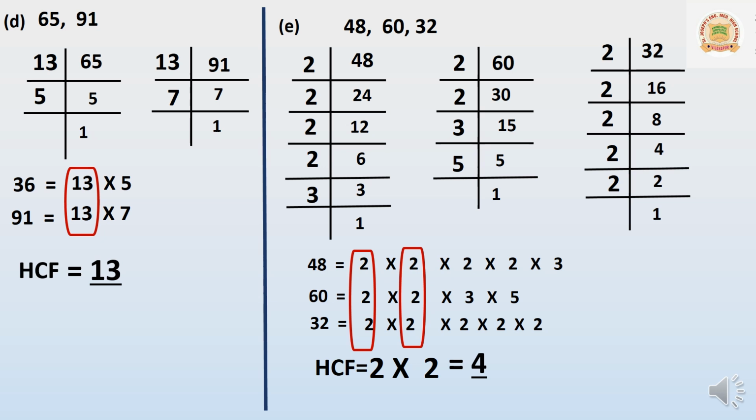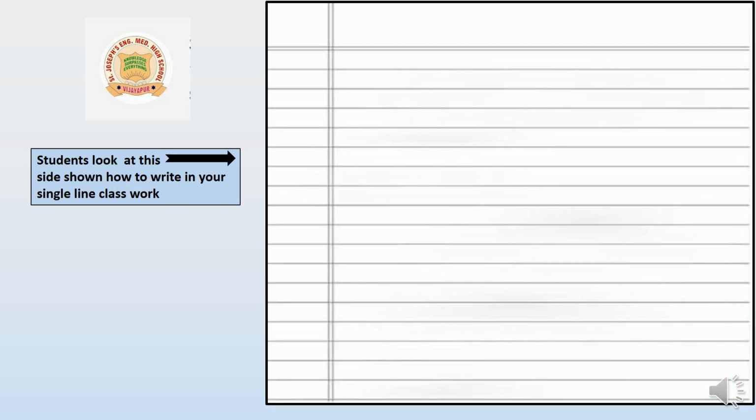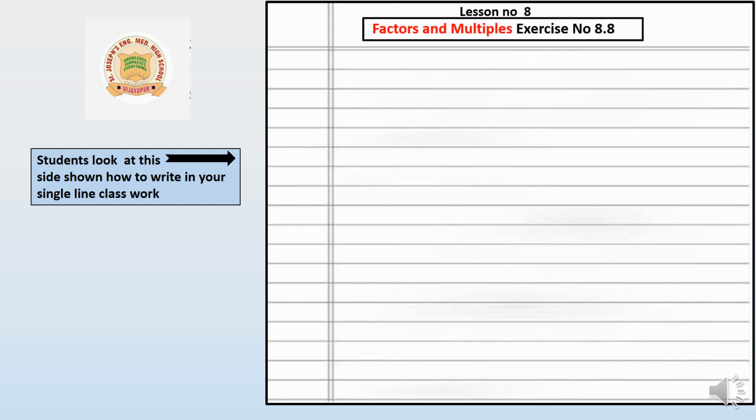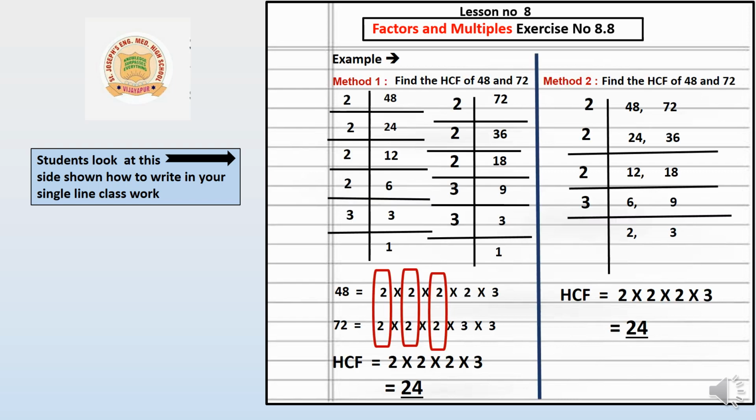Understood, children? This is the method we have to solve the exercise. Open the class work. If you have not understood, please watch the video 1 or 2 times. Remember, in the video I have only solved a few questions. Remaining questions you can find in the PDF. As the exercises are many, only a few questions are solved in the video. By seeing the PDF, you have to write all the question answers, children.